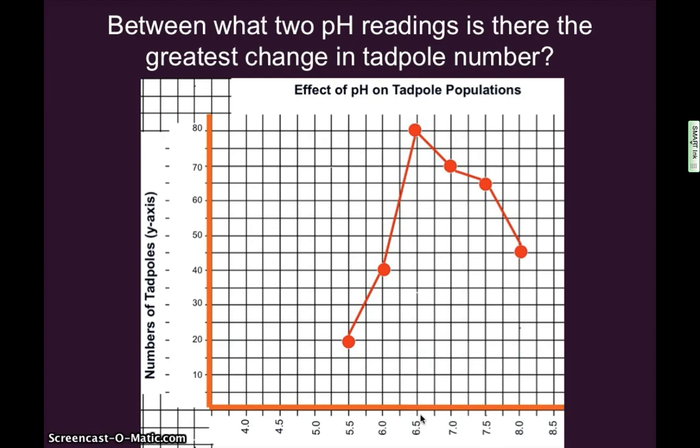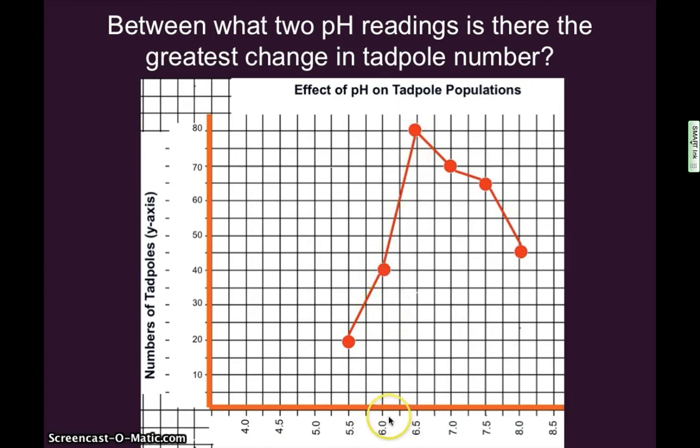On that same graph, which is copied again underneath with a different question, between what two pH readings is there the greatest change in tadpole number? So if we're looking at change, we've got to compare. And we're going to compare the different pH readings. So at 5.5, there's about 20. At 6, there's 40. So the difference here, hopefully you already know, is 20 tadpoles. All right, so that's a lot, but maybe not that much. If we look at the graph, this looks like a big jump.